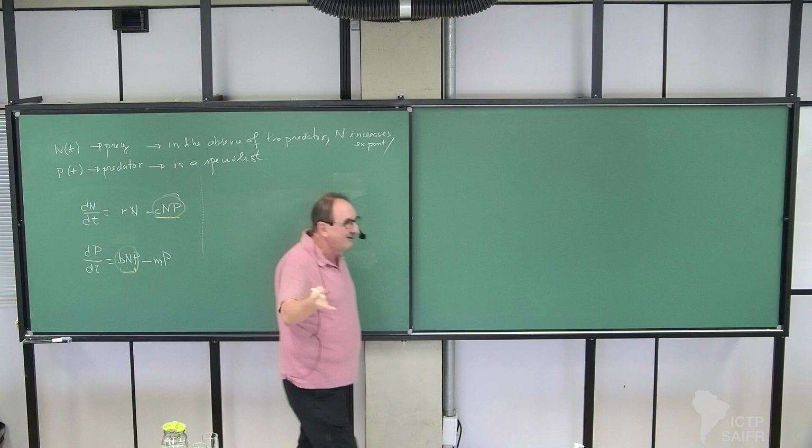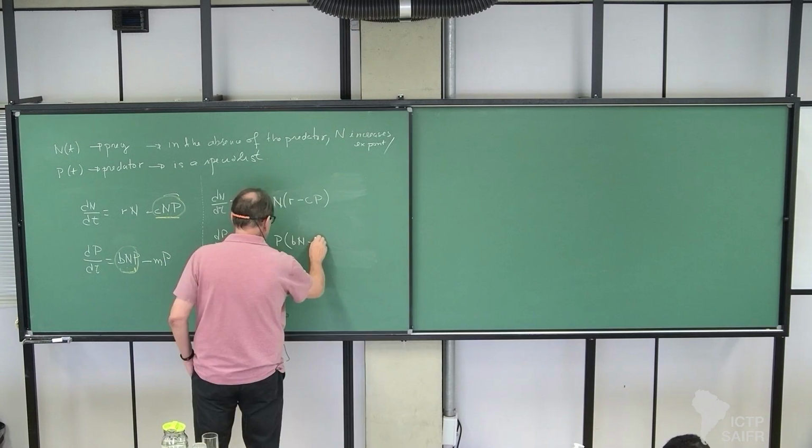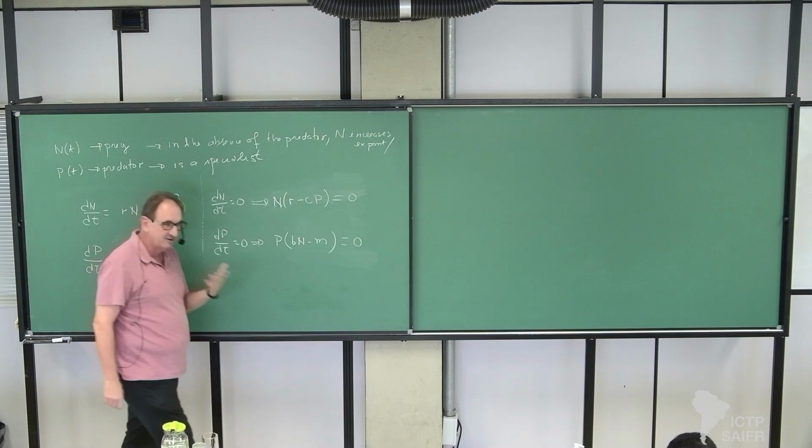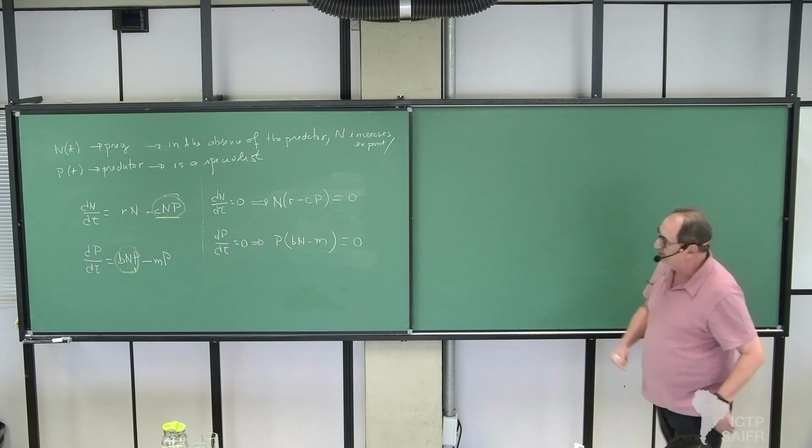And here I can put p times b n minus m. Okay, so we need this to be 0. These are simple equations. Then obviously there's the n equal to 0, p equal to 0 fixed point, which is not very interesting, unless it's stable. It will be easy to show the fixed point is not stable. So the one fixed point is n equal to 0, p equal to 0.